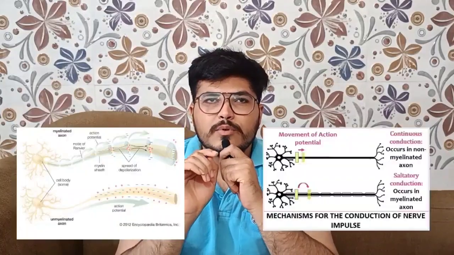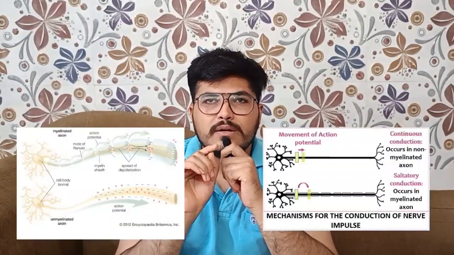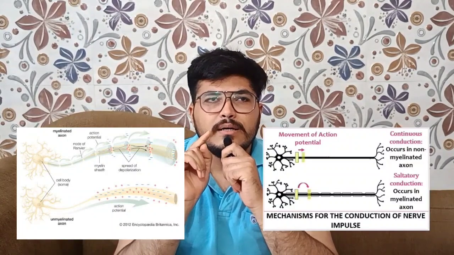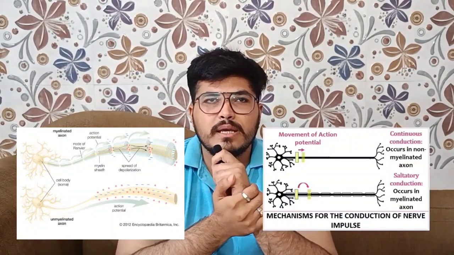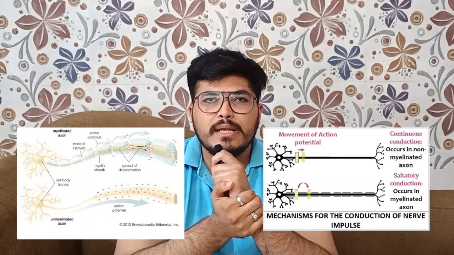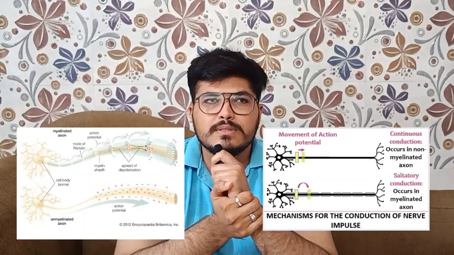Conclusion. To wrap up, saltatory conduction is a vital process that ensures rapid and efficient nerve impulse transmission. It relies on a healthy myelin sheath and nodes of Ranvier and is essential for proper nervous system function.